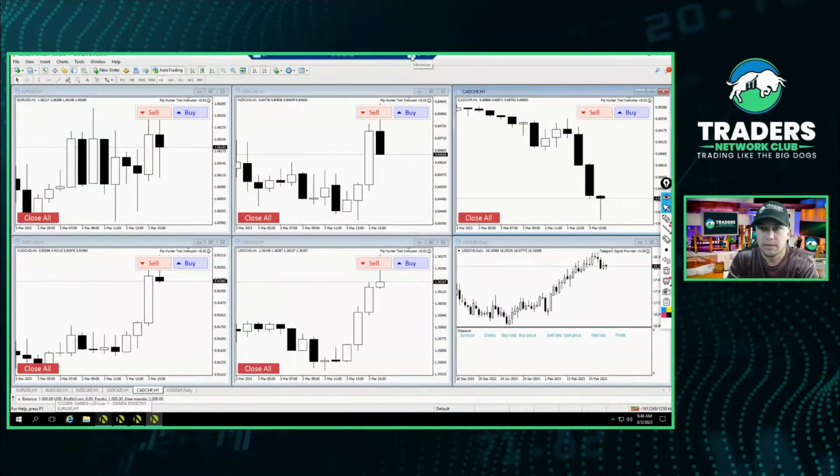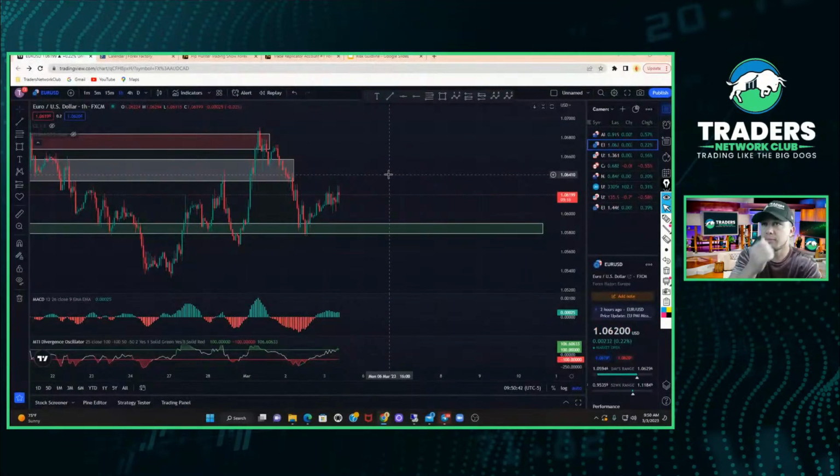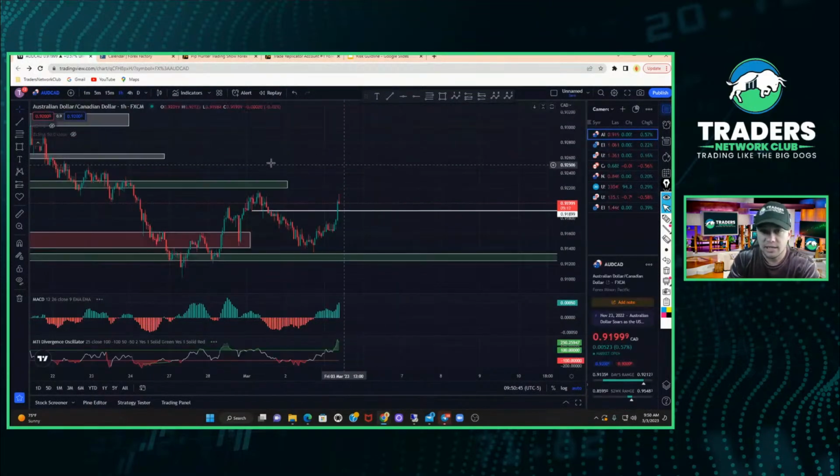Trading these pairs today. As you can see, we just have a sell and buy button. It's very simple, and we're going to look at the market and see if we can get in a trade. Let's take a look at the Aussie CAD.